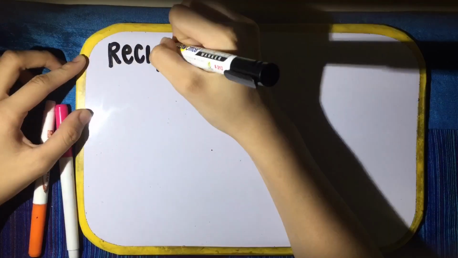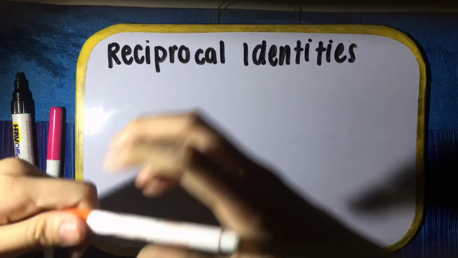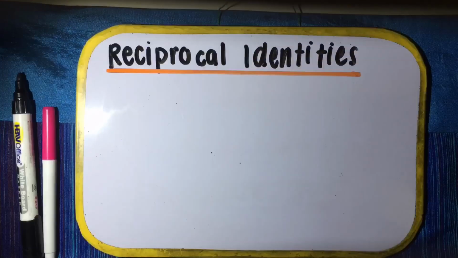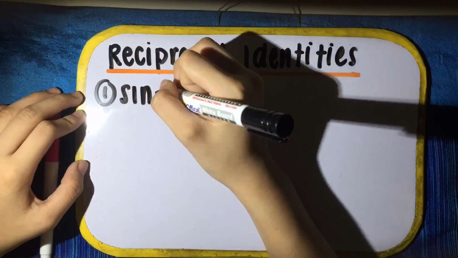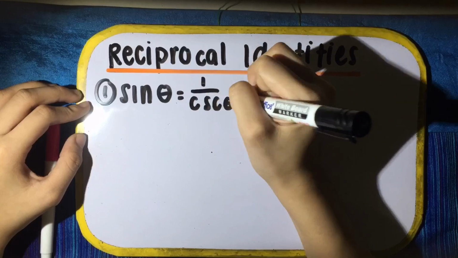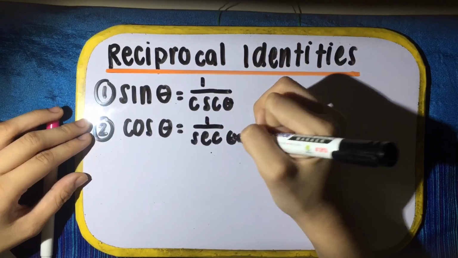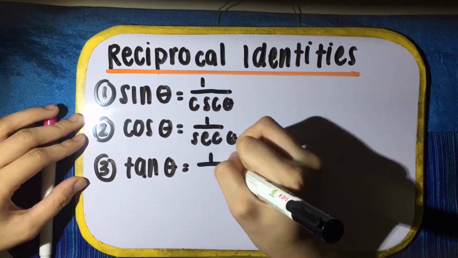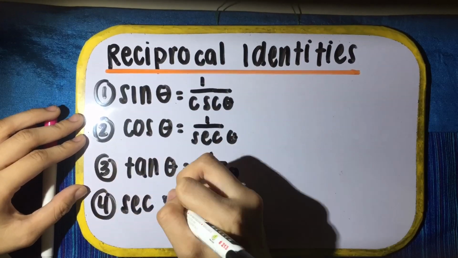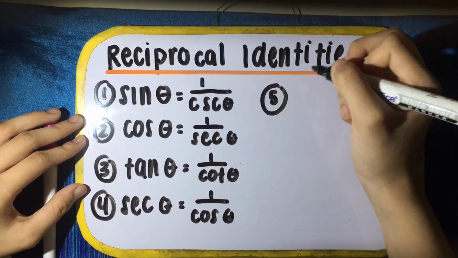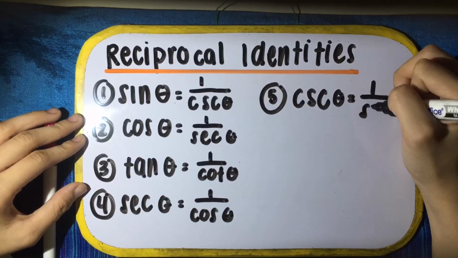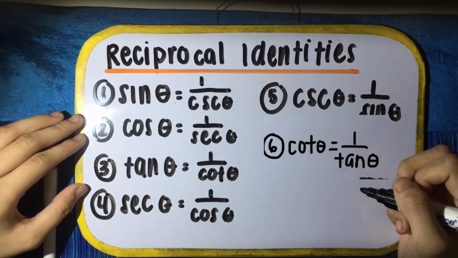Before anything else, we first have to recall the reciprocal identities. For our first identity, we have sin theta is equal to 1 over cosecant theta. Cos theta is equal to 1 over secant theta. Tangent theta is equal to 1 over cotangent theta. Secant theta is equal to 1 over cos theta. Cosecant theta is equal to 1 over sin theta, while cotangent theta is equal to 1 over tangent theta.